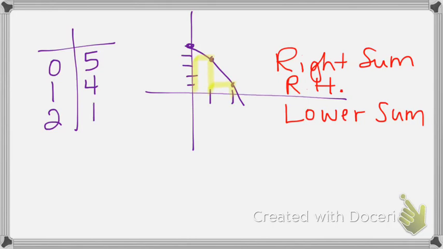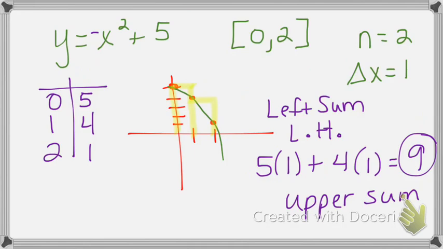So if I find that area, this one is 4 high, it's still width of 1. The other one is 1 high with a width of 1. So we get 5. Alright, so on this right hand sum we got 5. On the left hand sum we got 9.